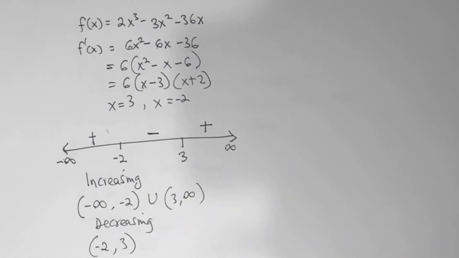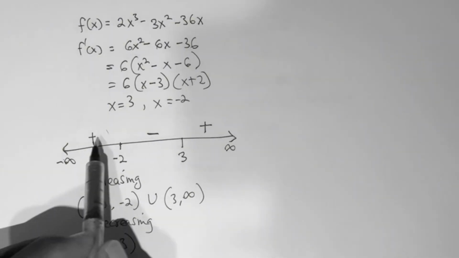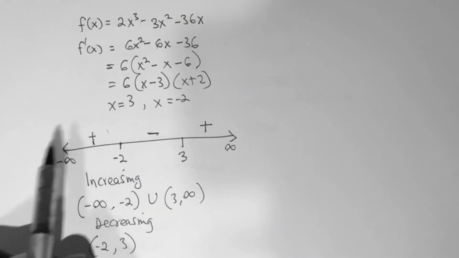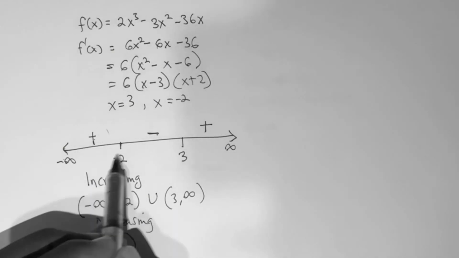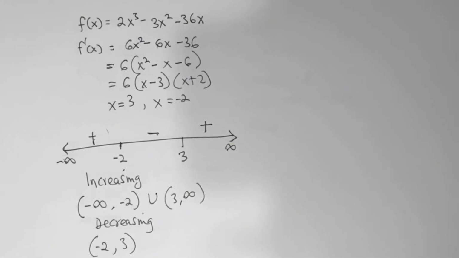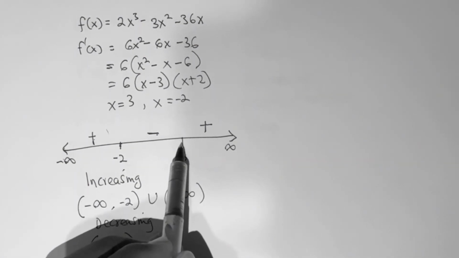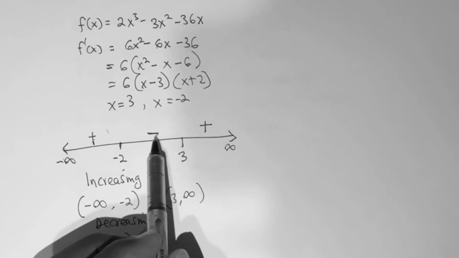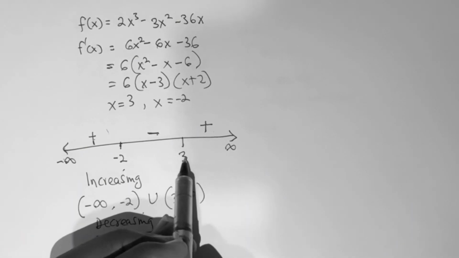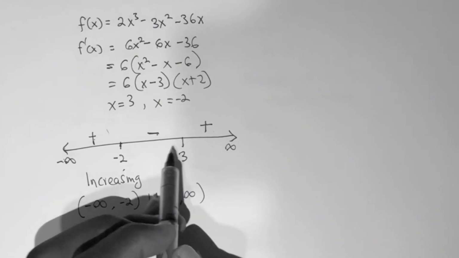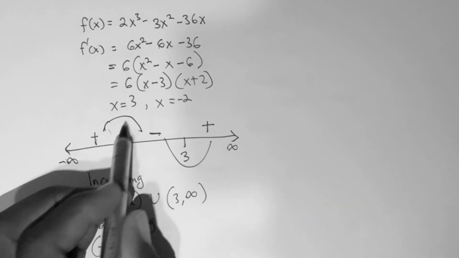Having found this, you see that at minus 2, we are moving from positive to negative. So we are talking about a local maximum. So this is a local maximum point. And then at x equals 3, we are moving from negative to positive. So we are talking about a local minimum point. So this is a minimum and then this is a maximum.